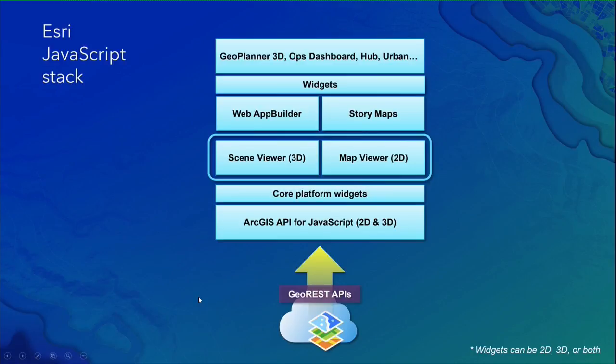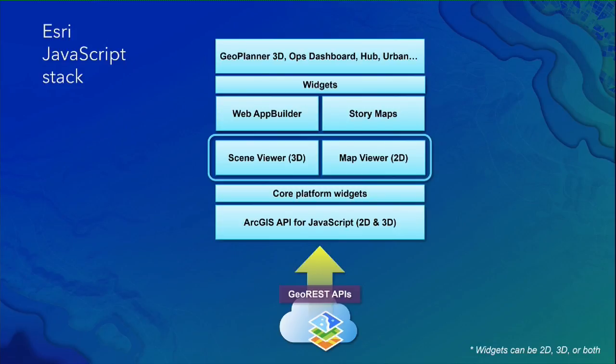All right, so our complete JavaScript stack that's based and uses a lot of the things I just talked about is one thing, even if we often talk about it piecemeal. So we have the ArcGIS API for JavaScript, which is 2D and 3D. We have widgets that are built on top of that. We have the scene viewer and the map viewer. Then on top of those, you can see we have other experiences such as story maps and web app builder.